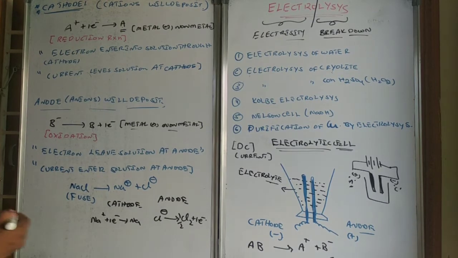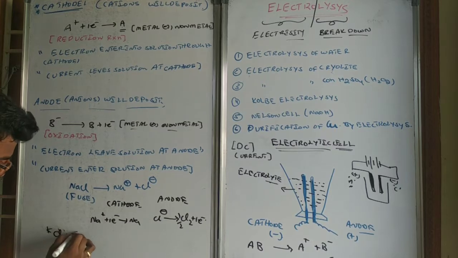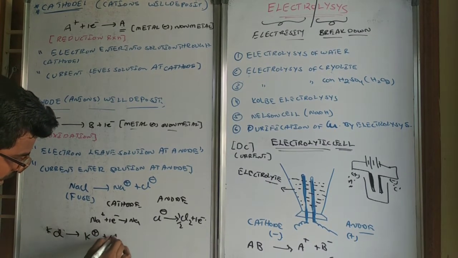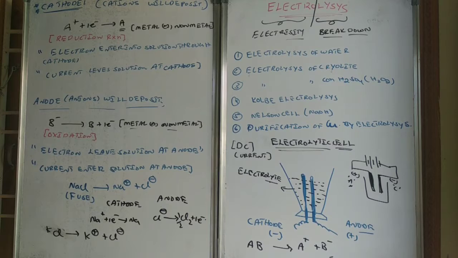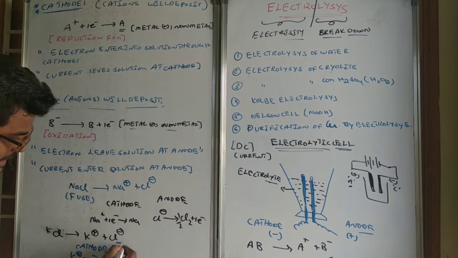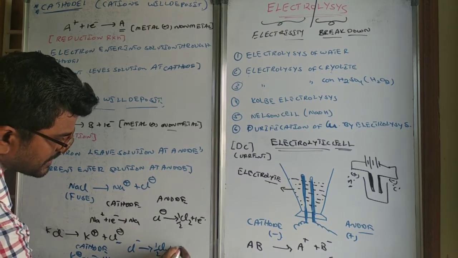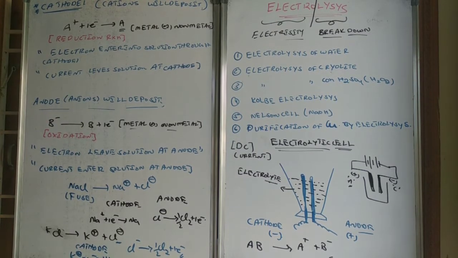And if you see KCl, when you take KCl it forms K+ and Cl-. Potassium ion comes to cathode and K+ + e- gives K. Cl- reaches anode and forms 1/2 Cl2 + 1 e-. Like this, we can have n number of compounds, and what happens when they are electrolyzed, we can discuss.